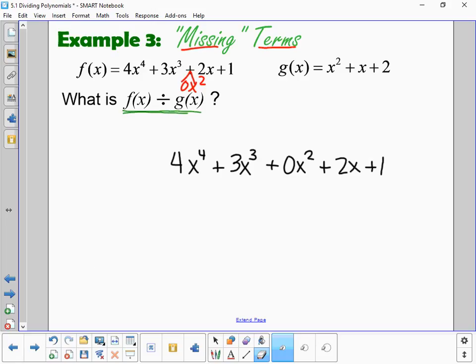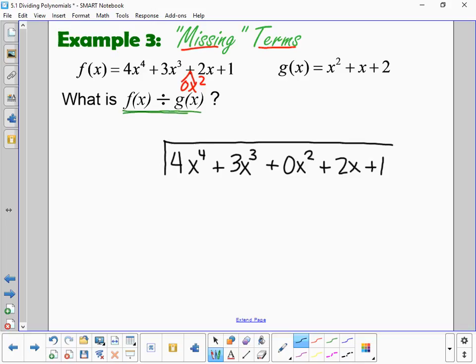So let's finish setting up our division here. We want to divide that whole thing by x squared plus x plus 2. This one's pretty intense because we are dividing by a quadratic, but it's the same procedure. We're going to look at our first term, which is x squared, and think about what I multiply that by to give me a 4x to the fourth.